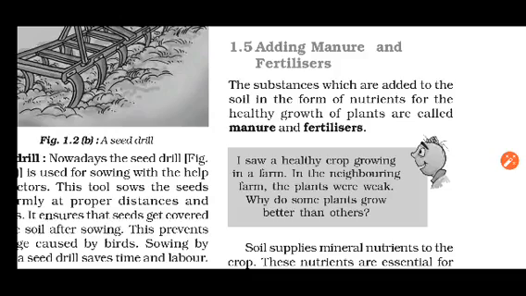ये किसकी तरह काम करते हैं? They act like the nutrients for the soil and nutrients for the healthy growth of plants. So it means that manure and fertilizers both are important for healthy growth of plants.